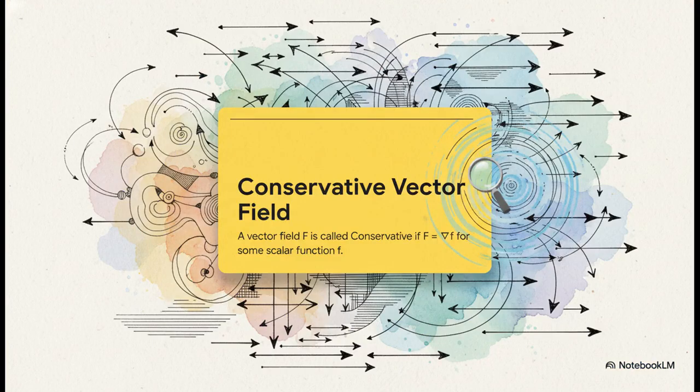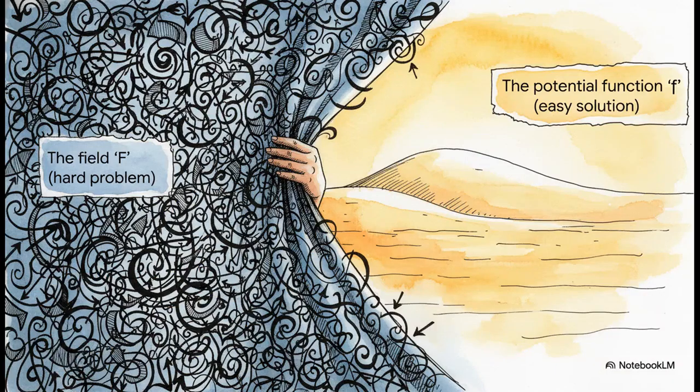Okay, so here's the official textbook definition. A vector field, which we'll call F, is conservative if it's the gradient of some scalar function, f. And this little function f has a special name. We call it the potential function. But what does that really mean, in plain English? It just means that hiding behind that complicated vector field F, there's a much simpler, friendlier scalar function f. If we can find that function, those really hard line integral problems become incredibly easy. The whole game is just unlocking this potential function.